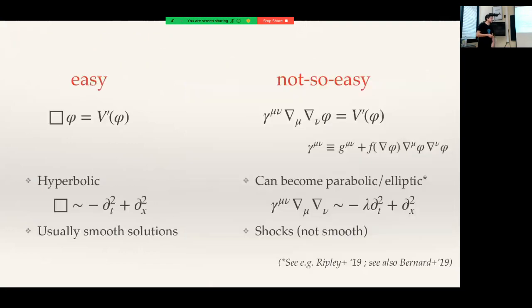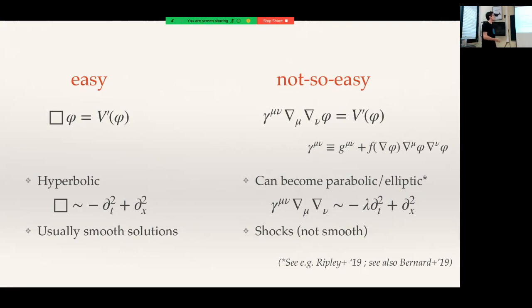So let me be a little bit hand-wavy still. What kinds of equations can we actually easily study in the computer? On the left-hand side, physicists usually like harmonic oscillators, and the next approximation to it is the wave equation. Wave equations are nice; they satisfy the property that they are hyperbolic, meaning this box operator more or less looks like the equation of a hyperbola. And these kinds of equations usually have smooth solutions.